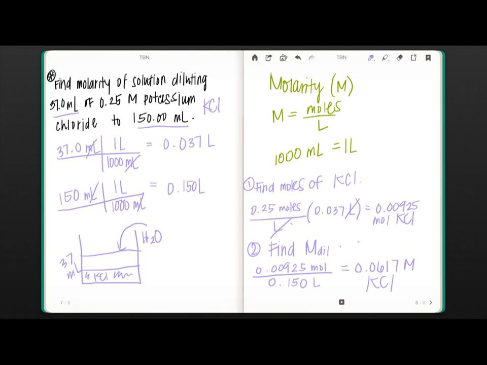So there you go. I hope that was helpful. Hopefully the explanation makes sense to you as far as going from one solution to another whenever you're trying to calculate for a diluted solution. So I hope that this makes sense.